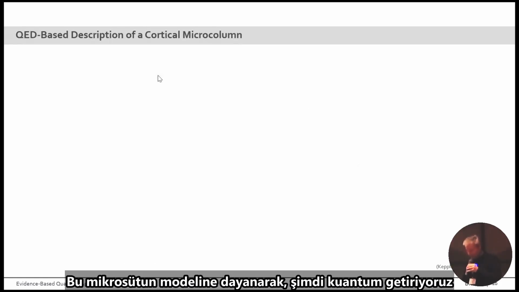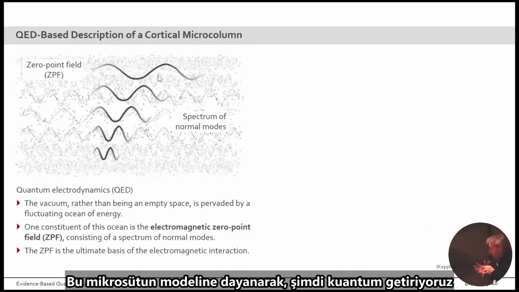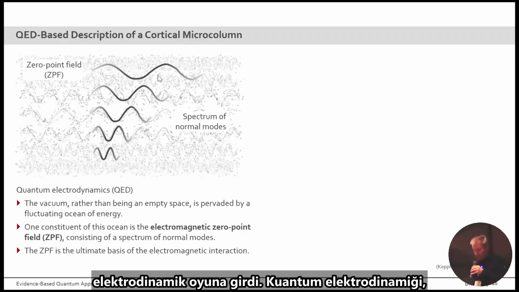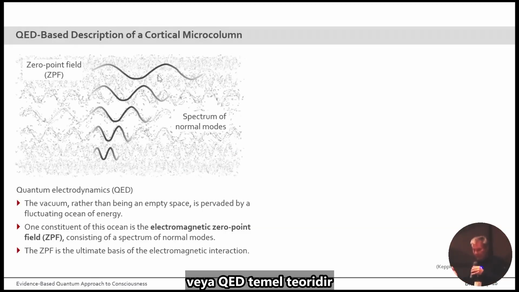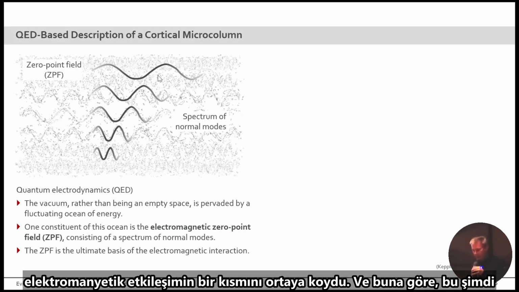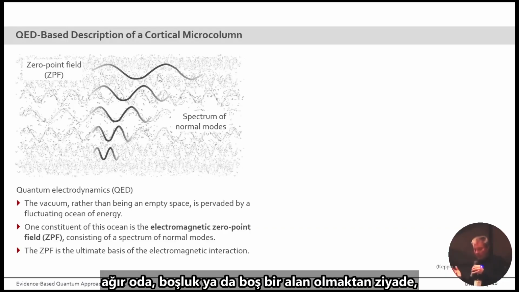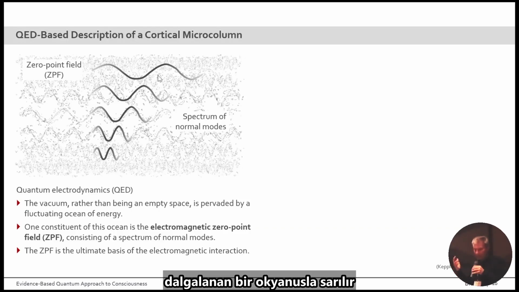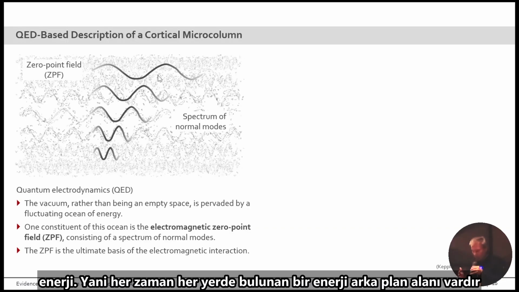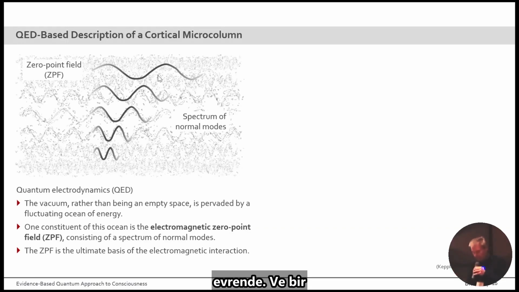Based on this model of a microcolumn, we bring now quantum electrodynamics into play. Quantum electrodynamics, or QED, is the fundamental theory of the electromagnetic interaction, and that's now the important point. According to QED, the vacuum, rather than being a void or an empty space, is pervaded by a fluctuating ocean of energy. So there is always a ubiquitous background field of energy in the universe.